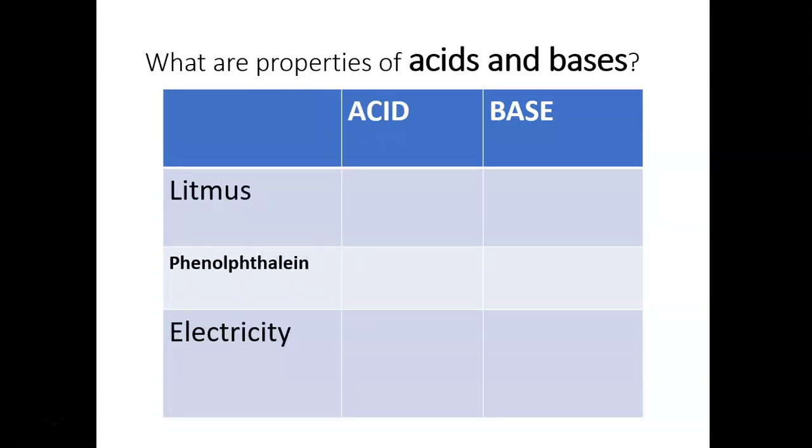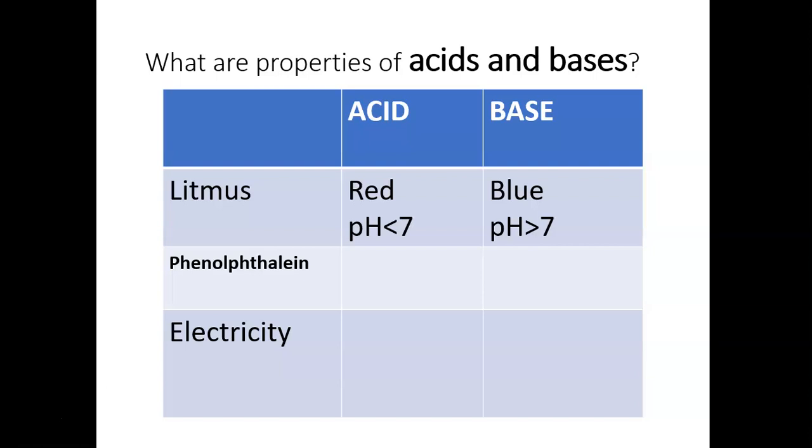Now, when we talk about litmus paper, you probably used this in 8th grade, and I might actually try to make some of my own pH paper at home, so we'll see if I can manage that. But litmus paper turns red in the presence of acid and blue in the presence of base. You can remember that because base blue, acid red, I don't know. Acids have a pH of less than 7 and bases have a pH of greater than 7.